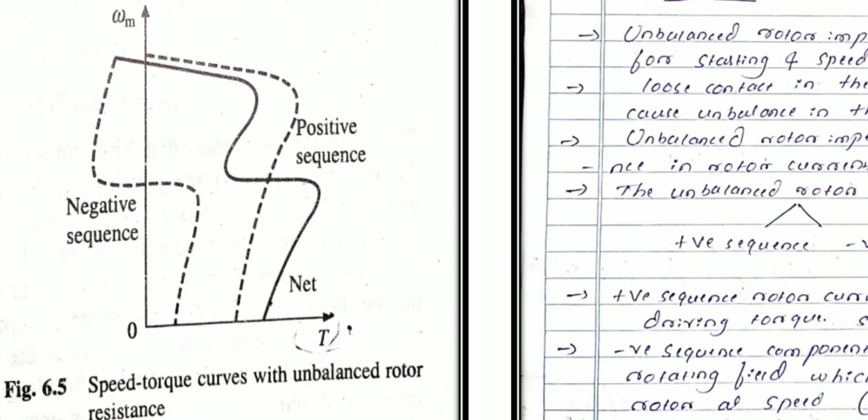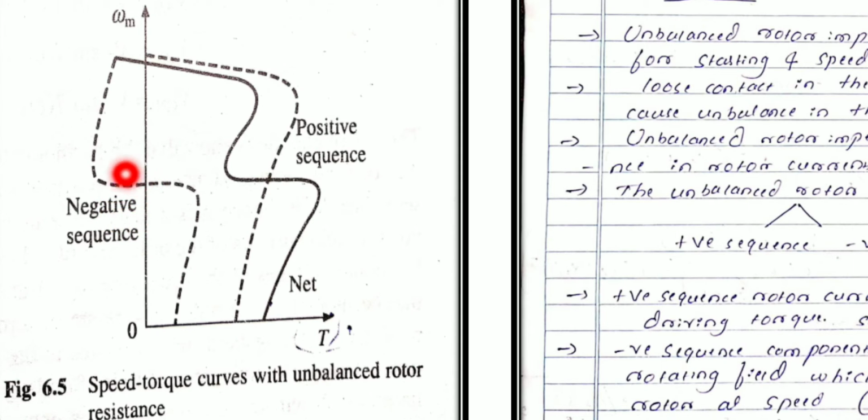Next, second case. For a slip value 0.5 ≤ S ≤ 1, nothing but the slip varying between 0.5 and 1, in that case, what will happen? The net torque will be the positive sequence torque plus the negative sequence torque itself. Getting my point? So this is the figure for the motor speed torque characteristics. Getting my point? Then one more important thing is there.